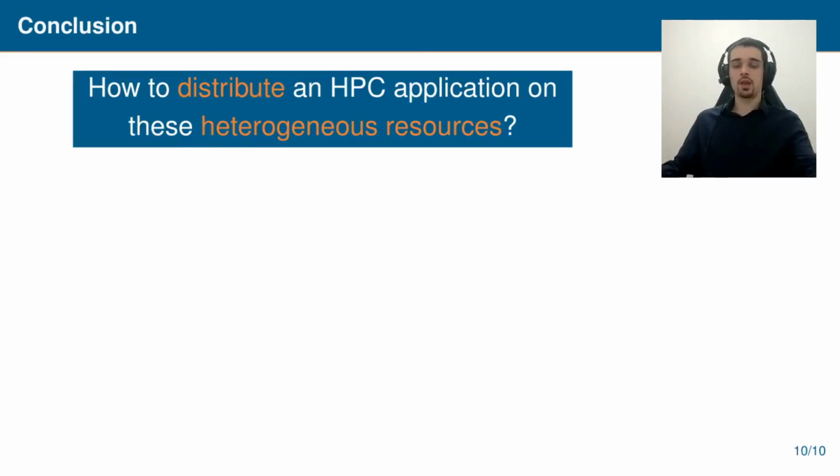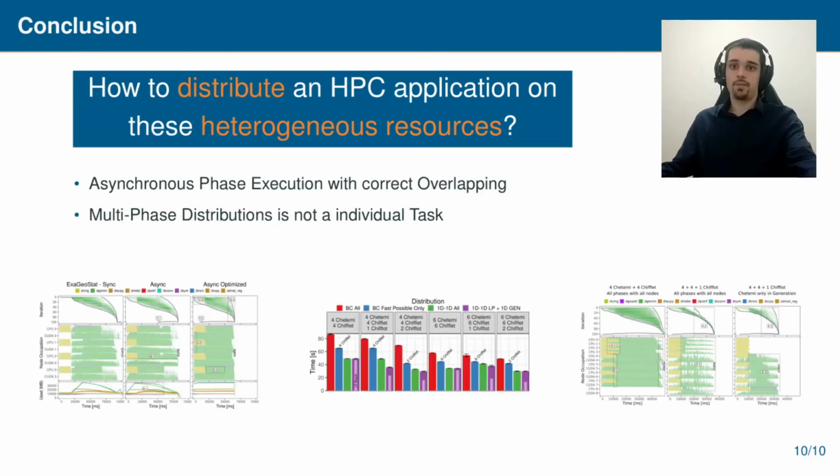So remember the big question of this work? How to distribute an HPC application on these heterogeneous resources? The answer is that it is complex, because you cannot ignore any detail. We showed that we need an asynchronous phase execution with the correct overlapping strategies and optimizations to further improve performance. And heterogeneity makes all these problems worse.